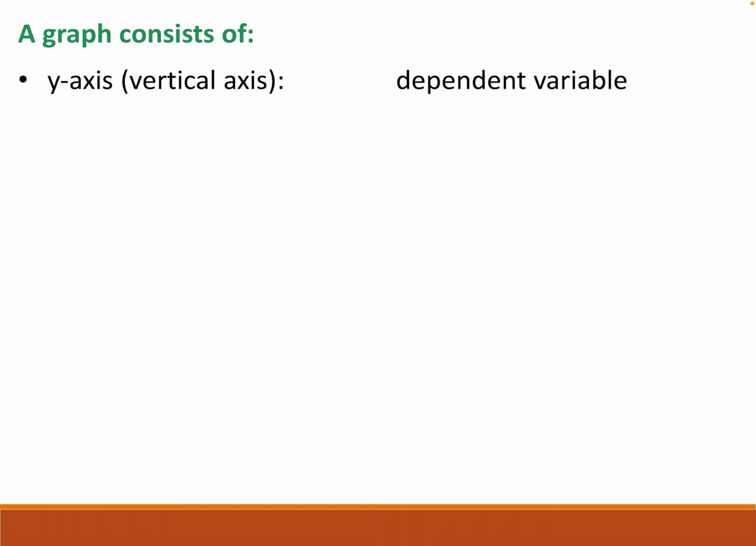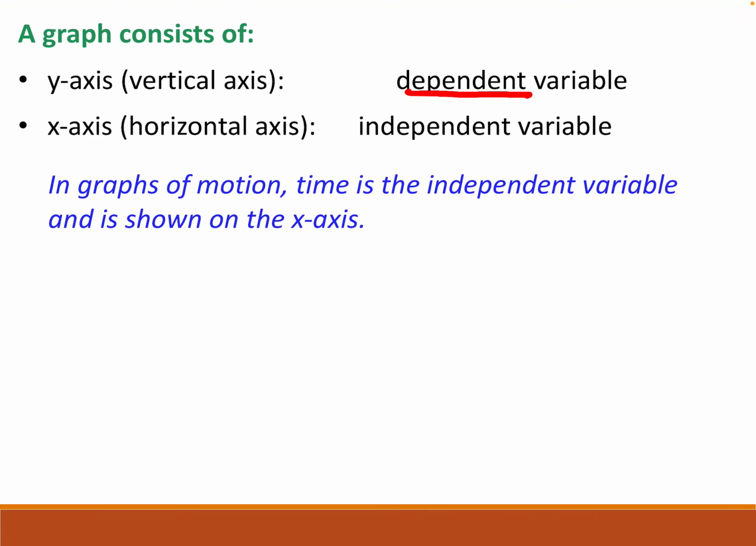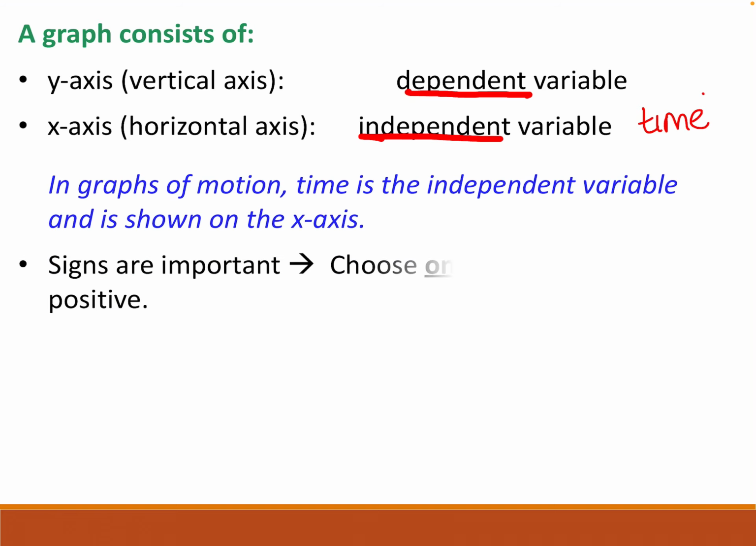So, number one, a graph consists of a y-axis, which is the vertical axis, and that's the dependent variable. It's the thing we're measuring. So in this case, it's going to be acceleration, velocity, or displacement. Then we've got the x-axis, which is the independent variable, and that's, in this case, time. It's the thing we control. So, that's what I've said there for you.